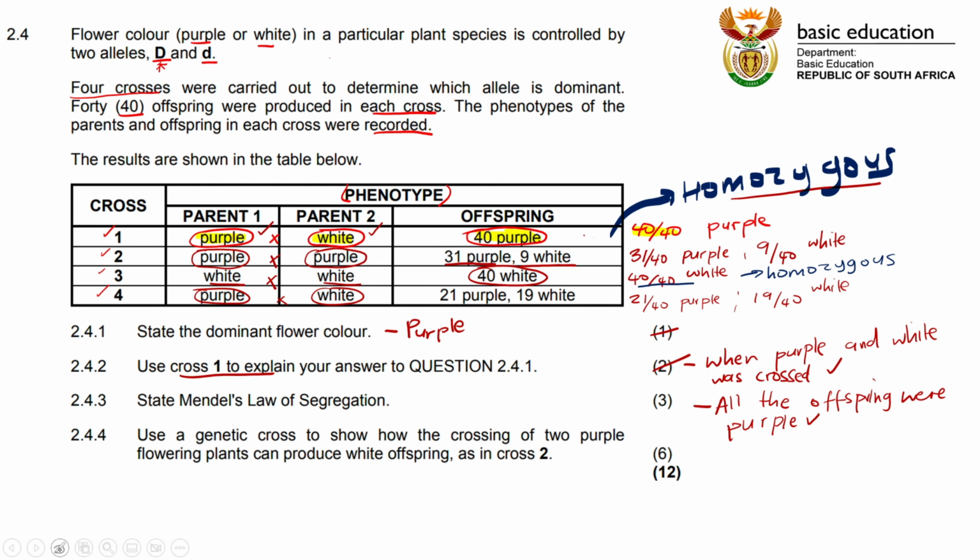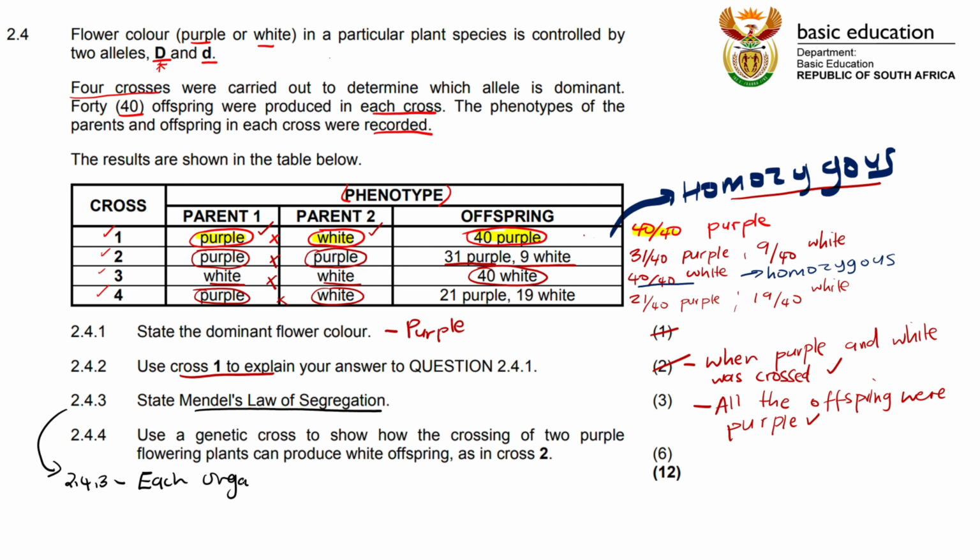And then now 2.4.3 says that we should state Mendel's law of segregation. Remember, Mendel's law of segregation is the one that we use in a genetic cross when we want to explain separating gametes. First of all, it is 3 marks, so you must state 3 points. It actually states that each and every organism has got 2 factors or 2 alleles. So here, each organism has 2 alleles for a characteristic.